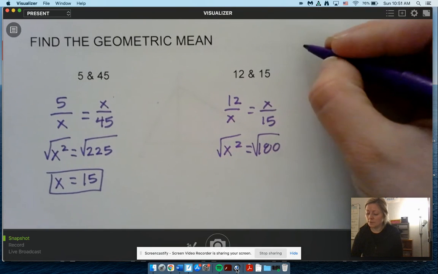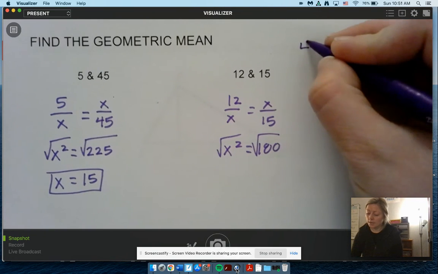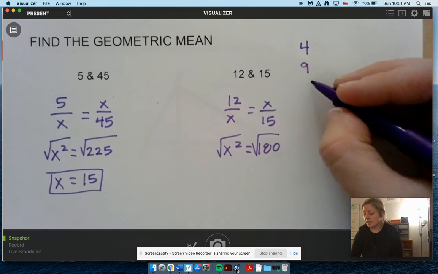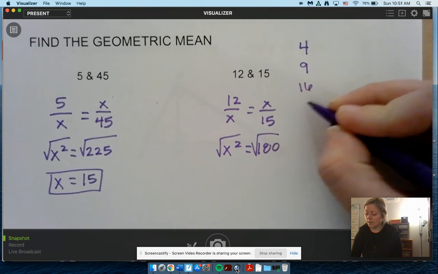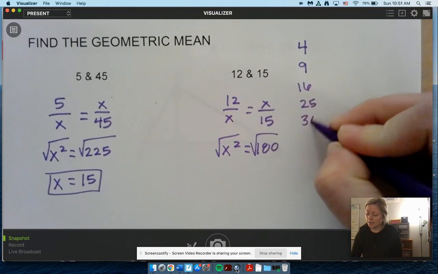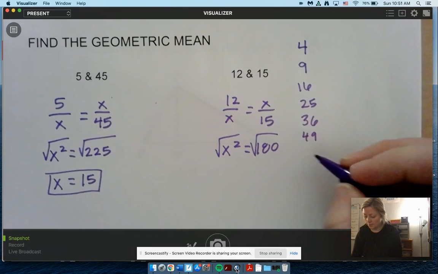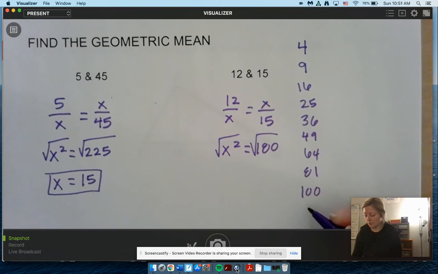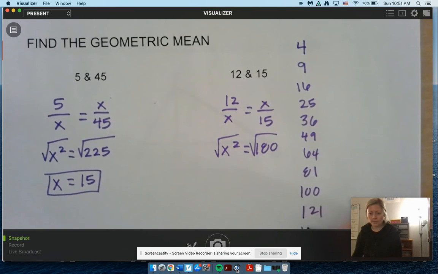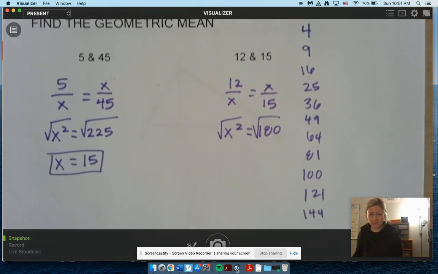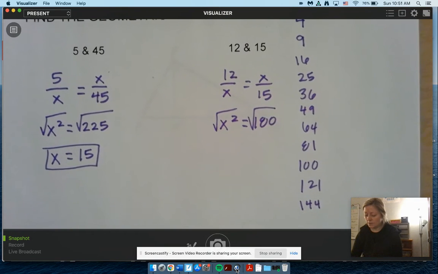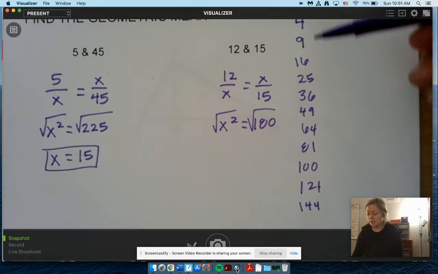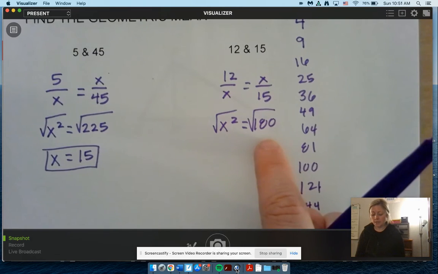So remember, our perfect squares would be like 4, 9, 16, 25, 36, 49, 64, 81, 100, 121, 144. Okay, we won't need to go past that, at least for this example. So we have to figure out which one of these perfect squares evenly goes into 180.